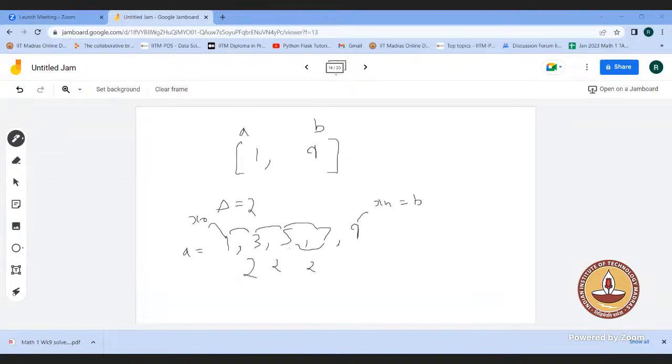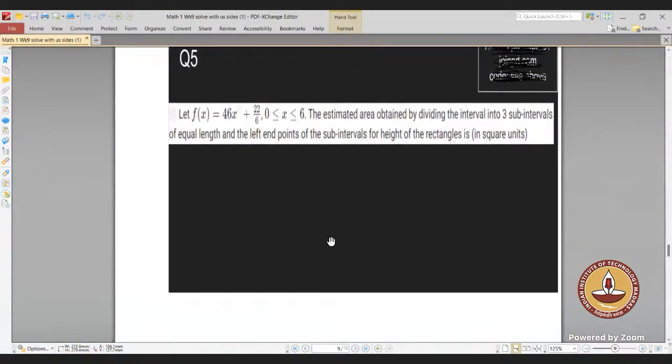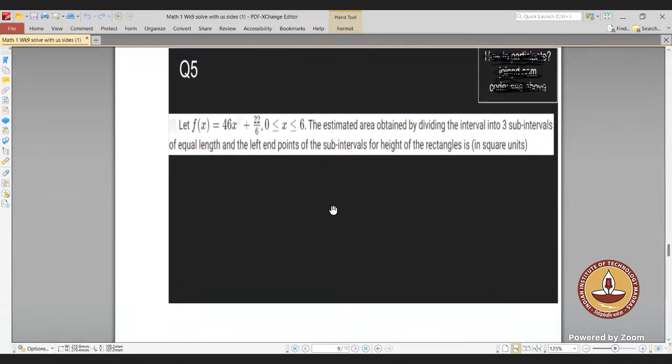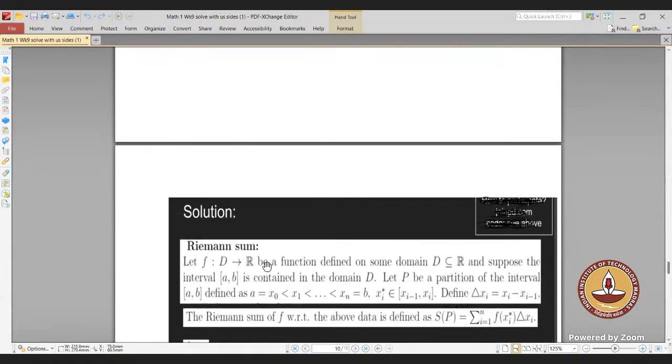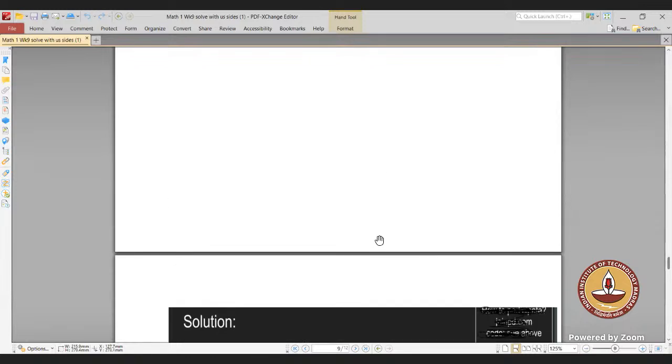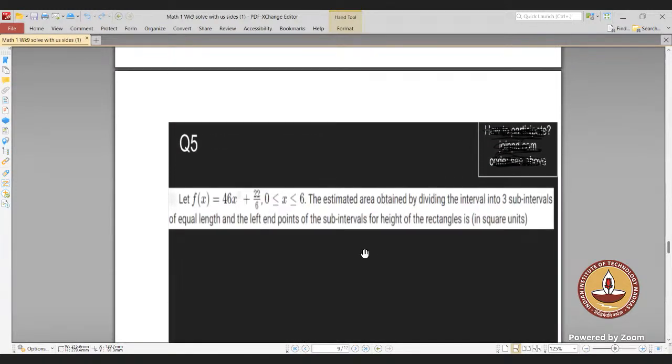From this given information, you have to find the Riemann sum. I didn't discuss this point. The Riemann sum of f with respect to the above data is defined as the area, equal to the sum of i equal to 1 to n. We are just adding all these rectangles, which is f of xi star into delta xi. So this will be the Riemann sum. So you try this question. I'll discuss it after a few minutes.